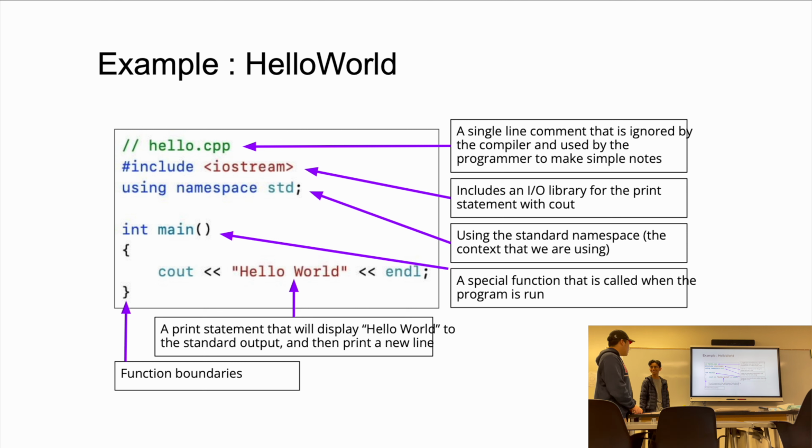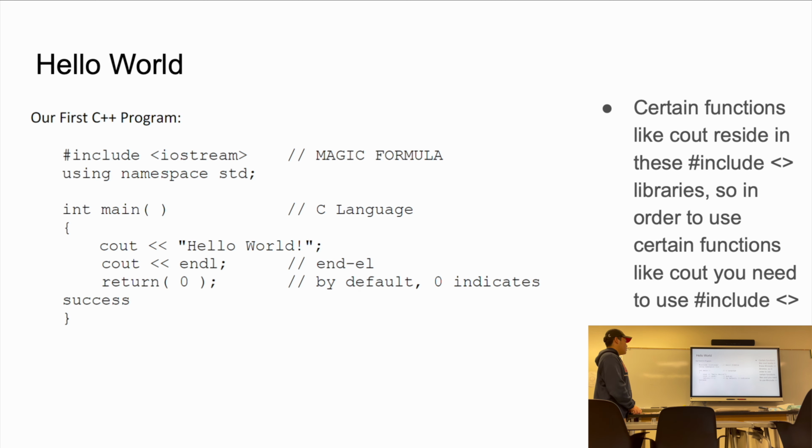I tend to start my bracket after the main because it's just more size. Doesn't matter, same thing. Certain functions like cout reside in the include libraries. IOStream has cout, so include that IOStream. And then endl.